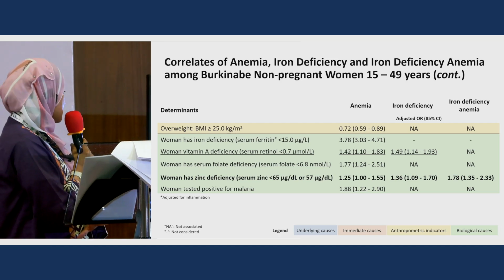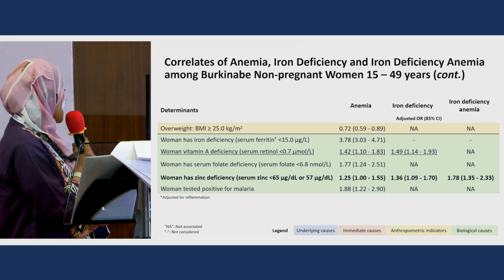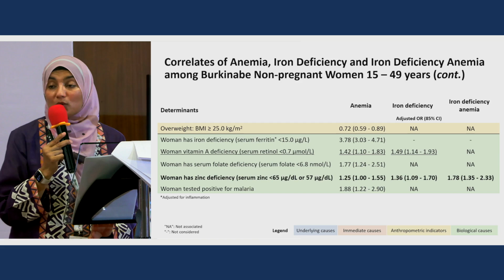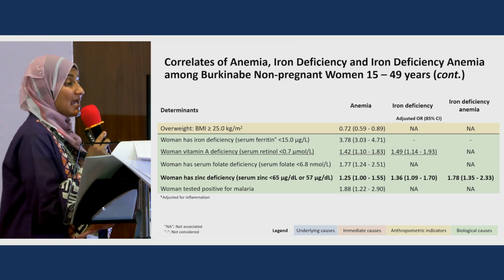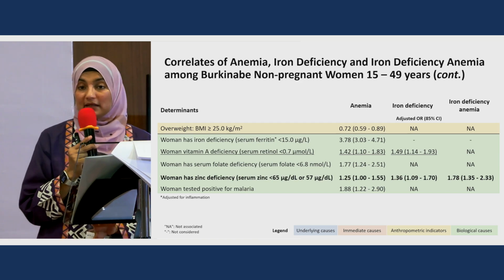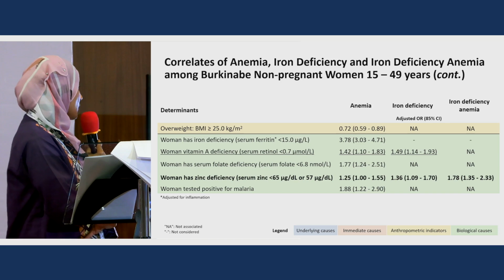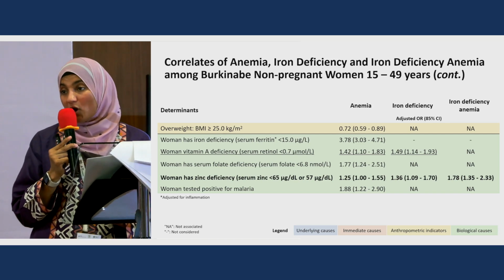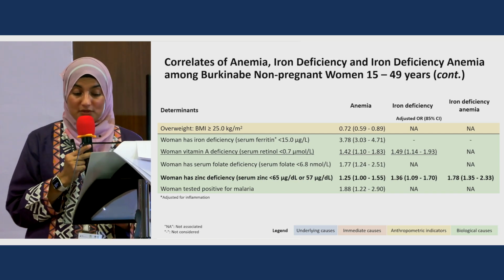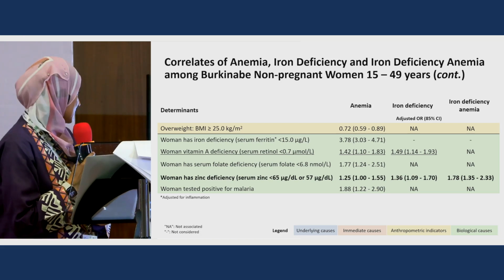While amongst the several biomarker data that we had available, we see that zinc deficiency among women is associated with all three outcomes, while vitamin A deficiency is associated with anemia as well as iron deficiency. And of course, for anemia, iron deficiency, serum folate deficiency, and malaria continue to play a very important part, and having any of those significantly increase the odds of anemia among women as well.